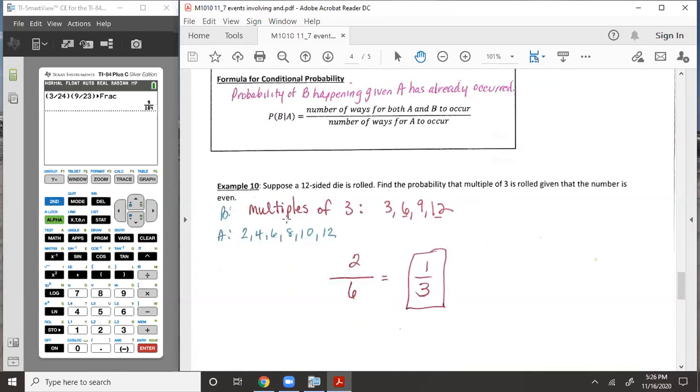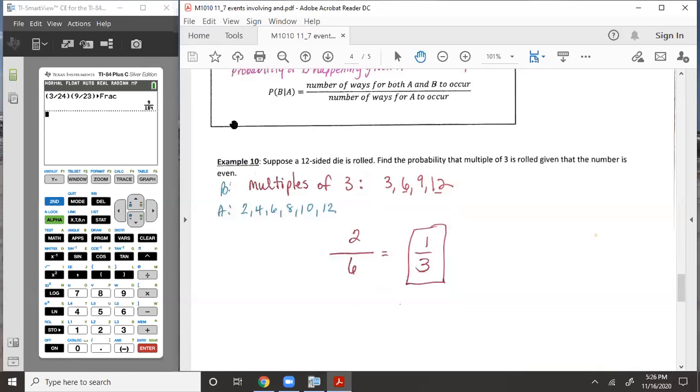In example 10, suppose a 12-sided die is rolled. Find the probability that a multiple of 3 is rolled given that the number is even. Now remember, the given part is always in the denominator. So in a 12-sided die, we have the numbers 2, 4, 6, 8, 10, and 12. These are my even numbers. There's 6 of those. So the given part, 6, goes in the denominator.